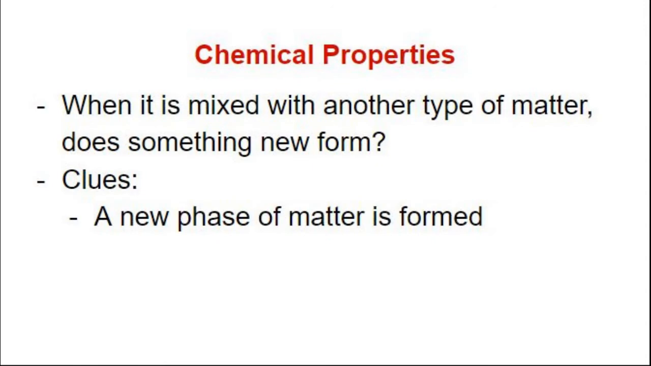The first clue is to look for a new phase of matter that is formed. When you were in second grade, we made a model of a volcano, and we took vinegar and baking soda and mixed it. Vinegar is a liquid, baking soda is a solid. And if you remember, good old kitchen chemistry, if you mix vinegar and baking soda, bubbles form. Well, those bubbles are a gas. So that's a new phase of matter that is formed. A gas was formed from a solid and a liquid. A new phase of matter was formed. That is a chemical change. The chemical properties have been changed. A new type of matter has been formed.